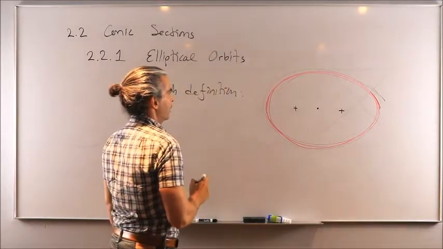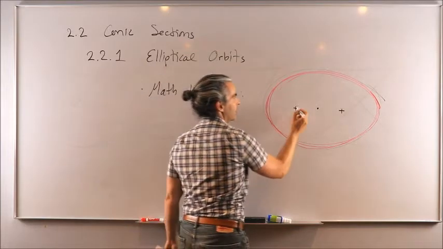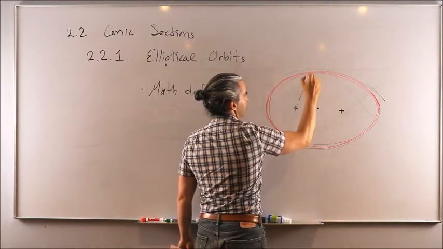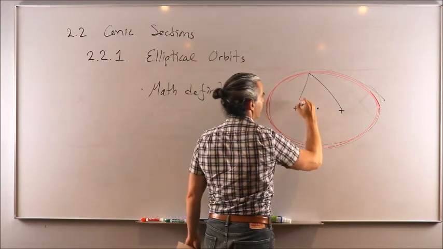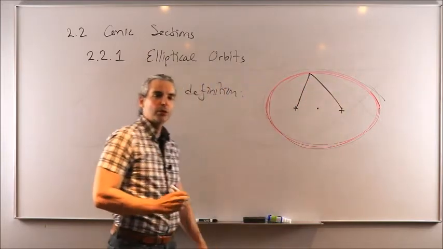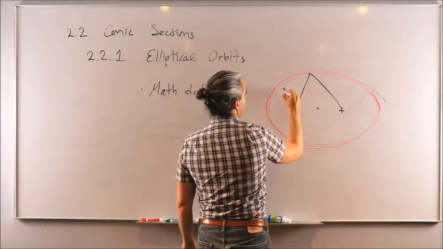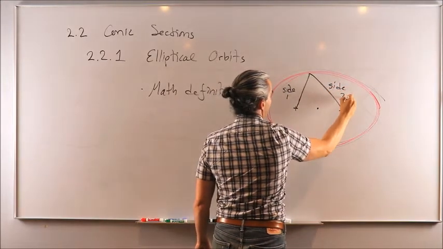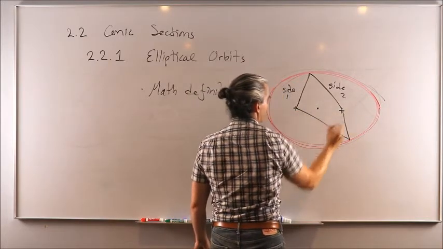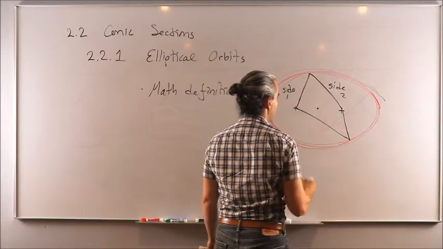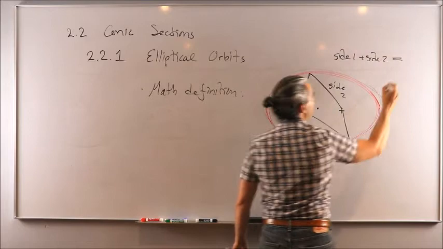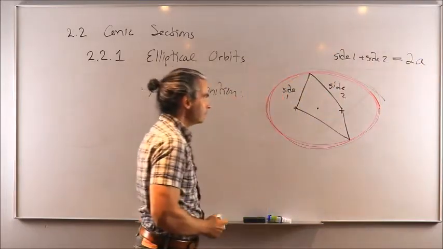So the mathematical definition says that if you start at one of the two foci and you go up to any point on the ellipse and you go back down to the other focus, then the sum of these two sides will always be equal to 2a. Call them side 1 and side 2, which aren't necessarily equal to each other, such that side 1 plus side 2 will always be equal to 2 times a. Now, what is a?